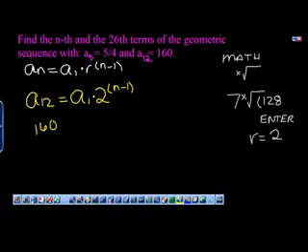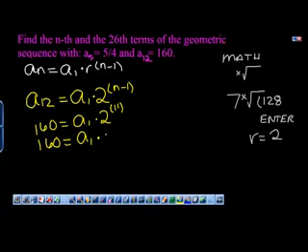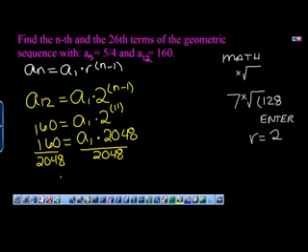Our 12th term is 160. We still don't know our real first term. Our ratio is 2. We're dealing with the 12th term, so we're going to do 12 minus 1, which is 11. We go to 160 equals our first term times 2 to the 11th power. Simply plug that into your calculator. You will get 2048. We need to divide by this 2048. And keeping the fraction in lowest terms, we get 5 divided by 64 equals our first term.